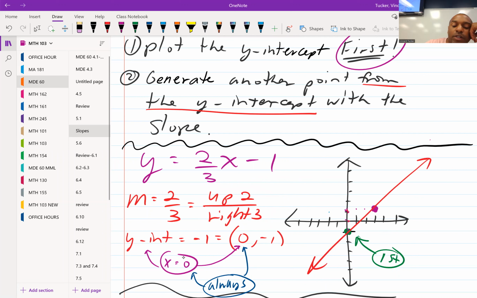Now, when it comes to my y-intercept, don't forget we talked about intercepts earlier in this class. If it's your y-intercept, x is always 0. So that's going to always be your first coordinate: 0, and then whatever number you have. In this case, it is -1. So 0, -1.